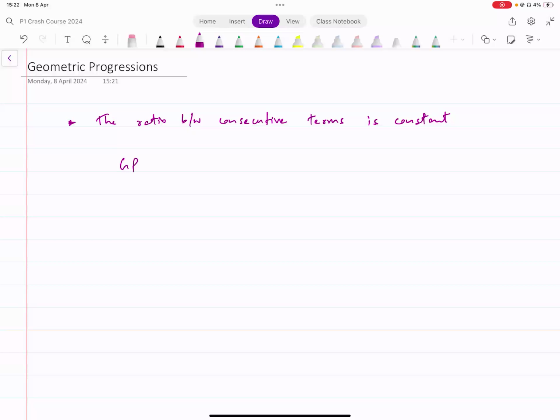Now, let me give you an example. Let's say you've got something like this. You have 3, 6, 12, 24, 48. How do you connect these terms? What's the relation? What's the pattern that these terms are following? How do you get the next term? You're basically multiplying the previous term by a constant number. So in this case, how do you get the next term? You multiply it by 2. 6 to 12, you multiply by 2. 12 to 24, you multiply by 2. So you're basically multiplying by 2 to get the next term.